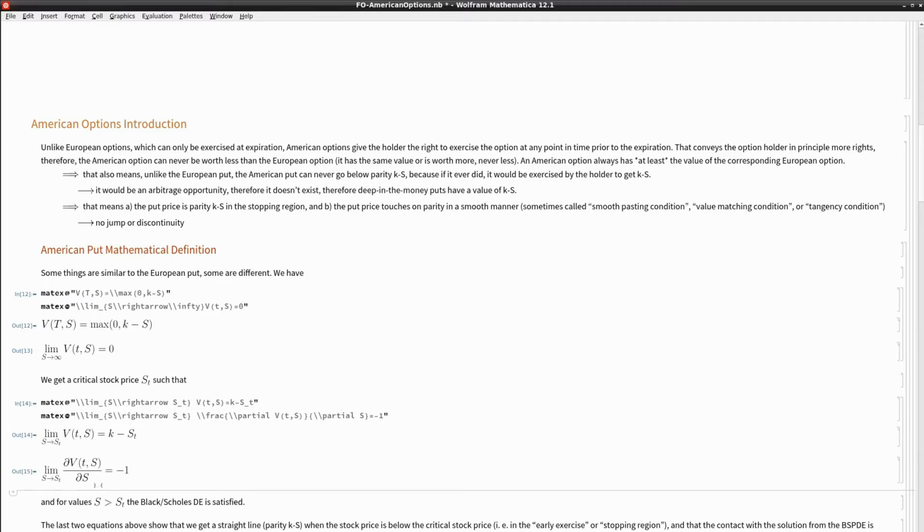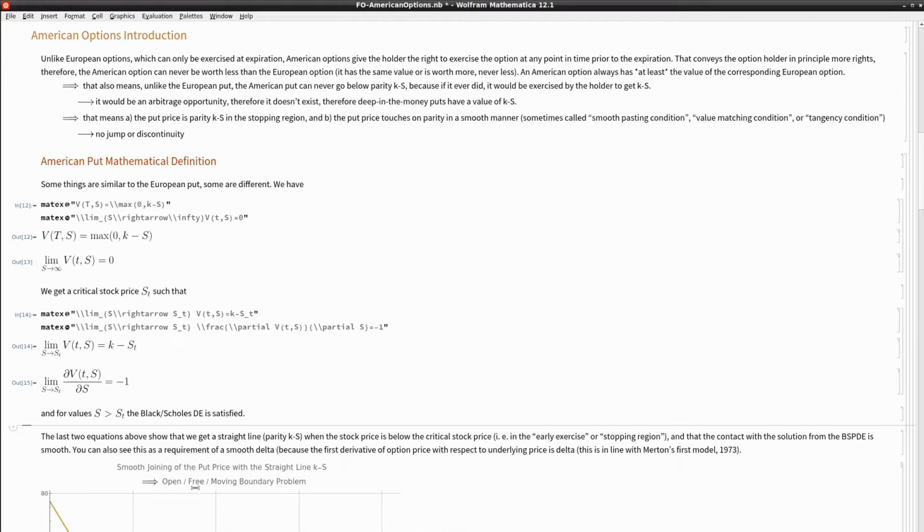At this very point we also have -1 when s goes to S_t, and it is between 0 and -1 to the right of it. Right? This is the European continuation region. For values s larger than S_t, it's the Black-Scholes differential equation that is satisfied in that area.